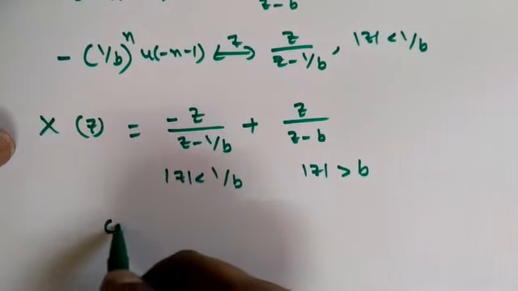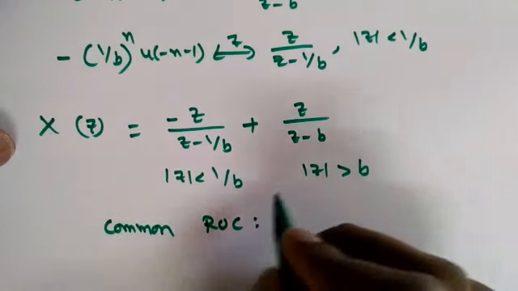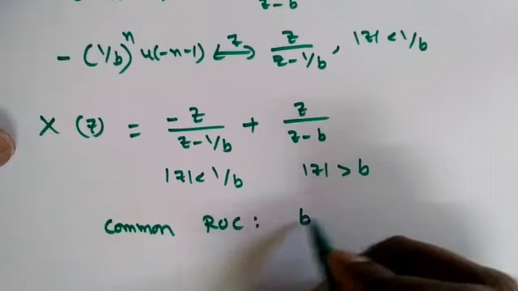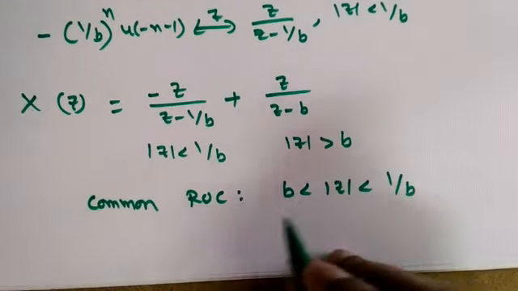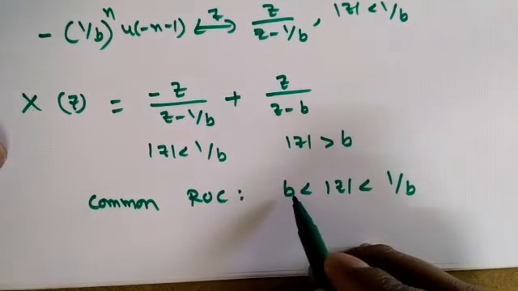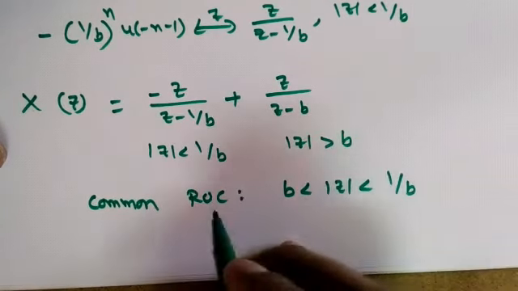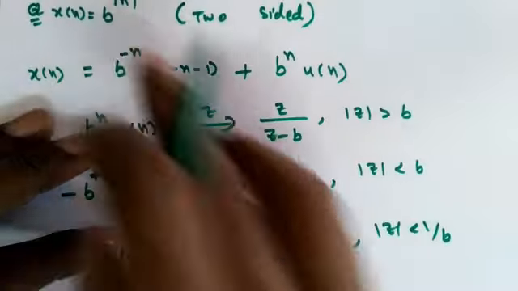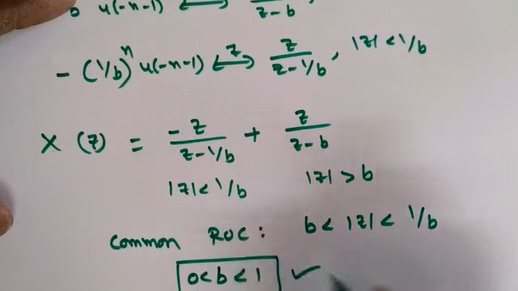Now what is the common ROC where the total X of z will converge? That is nothing but the common ROC. So what is the common ROC? Greater than this, less than this: b less than mod z less than 1 by b. Now if b is less than 1, this will become greater and this lesser only. If b is greater than 1, this will become 2, this will become 1. So for this to be satisfied, b should be between 0 and 1.